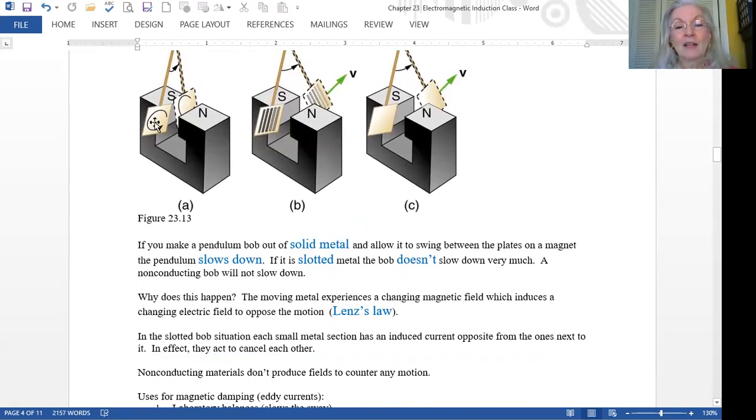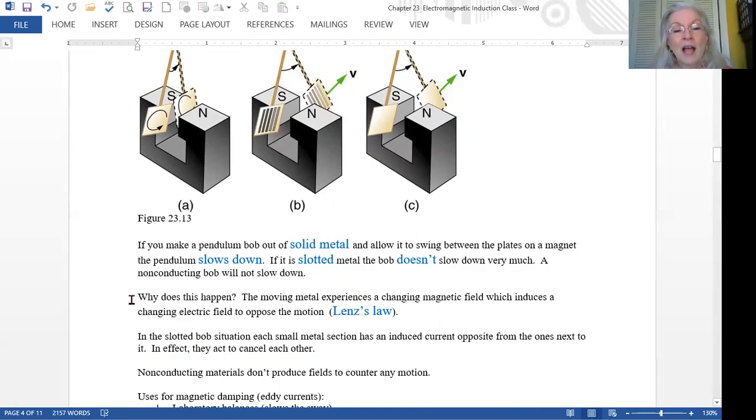If it's a solid metal, that's our first diagram, and we allow it to swing between the plates, the pendulum is going to slow down, and if your magnetic field is strong enough, it may even stop. If the conductor is slotted, if it's got openings in it, it'll swing through and may slow down a little bit, but not very much, and it'll continue to swing. If you have a non-conductor, it's not going to slow down at all. It's like the magnet's not even there.